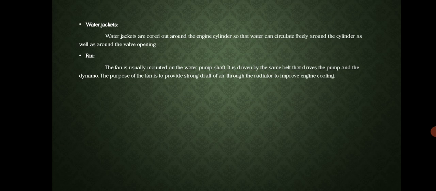Water jacket. Water jackets are cored out around the engine cylinder so that water can circulate freely around the cylinder as well as around the valve opening. Fan. The fan is usually mounted on the water pump shaft. It is driven by the same belt that drives the pump and the dynamo. The purpose of the fan is to provide strong draft of air through the radiator to improve engine cooling.